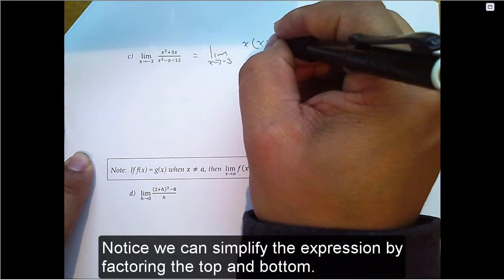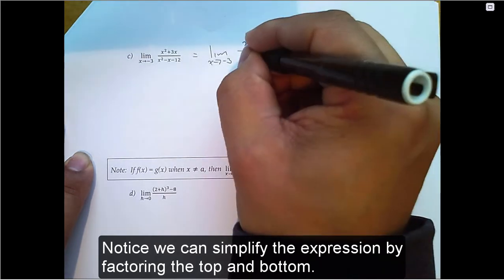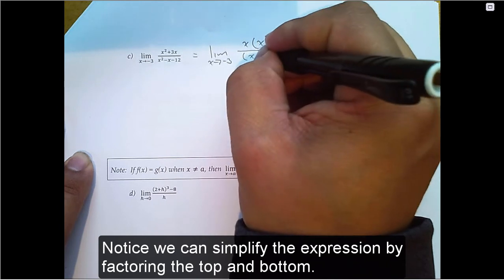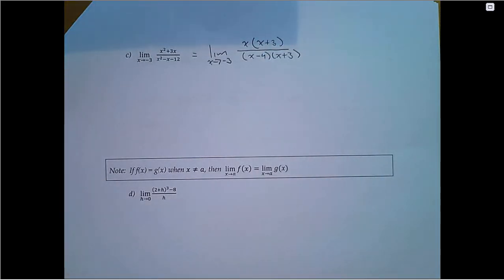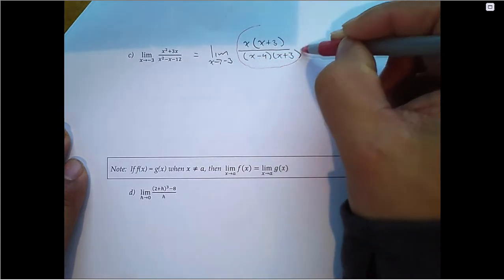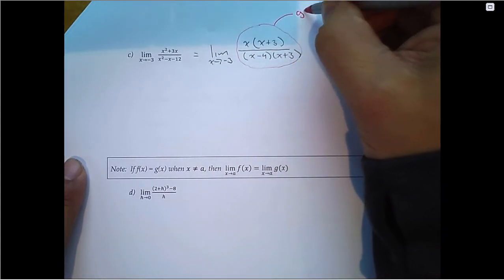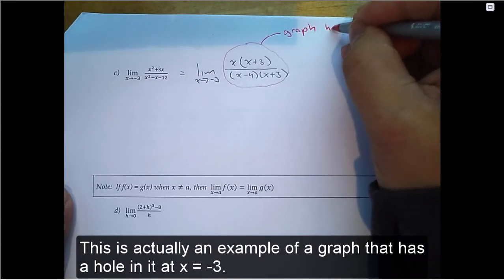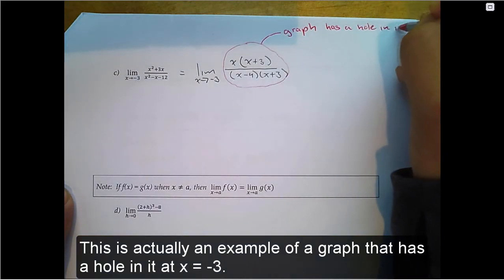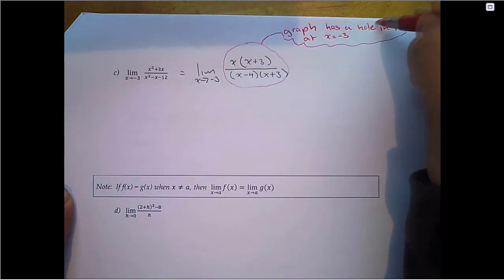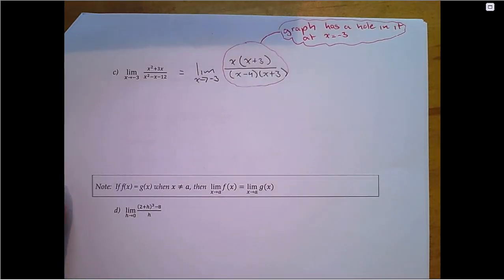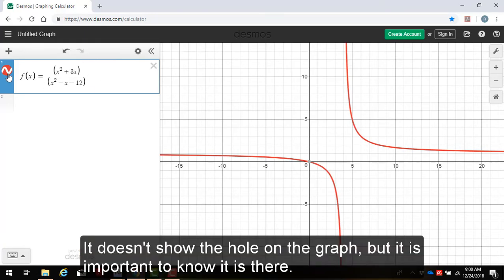Notice we can simplify the expression by factoring the top and bottom. This is actually an example of a graph that has a hole in it at x equals negative 3. It doesn't show the hole in the graph, but it is important to know it's there.